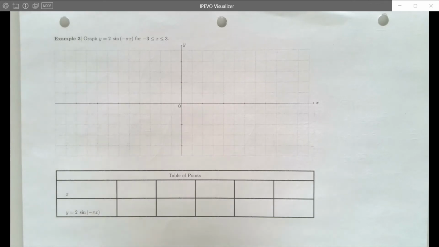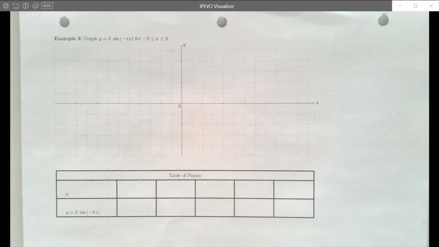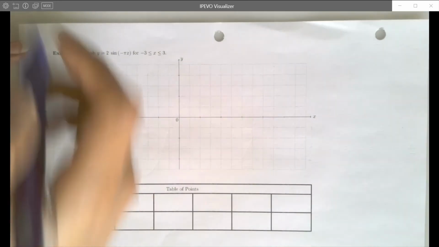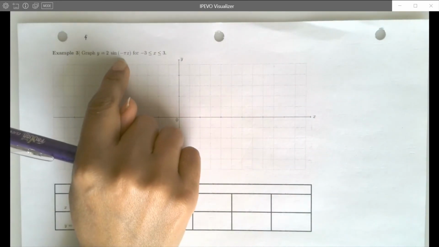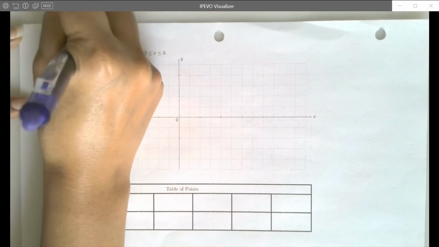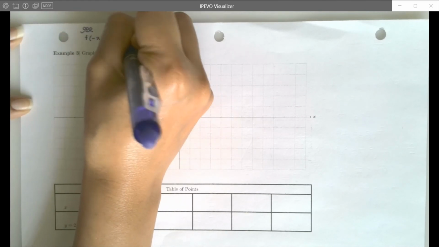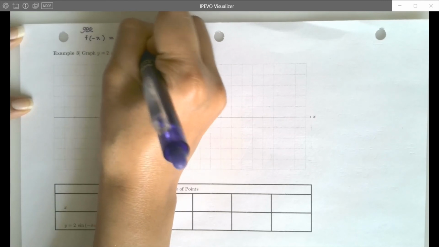For one last example, example 3, we have to graph y equals 2 times sine of negative pi x for x being between negative 3 and 3. So again, we have that negative coefficient for x. We're going to use the symmetry of sine. Now, if you recall, sine is an odd function. And unlike in an even function, we can't absorb the negative away. For an odd function, what that means is if you have an f of negative x, you bring out the negative in front of the function. So it's negative f of x.